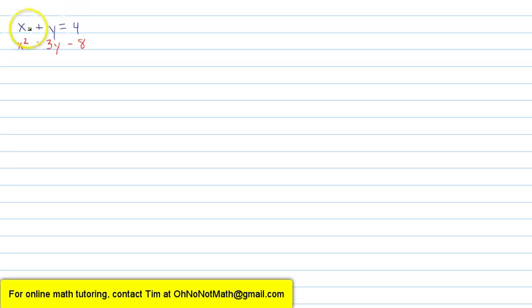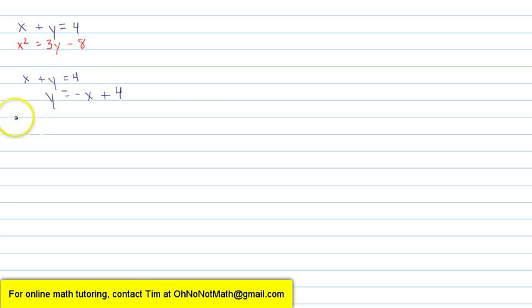So the first thing I want to do is solve this first equation for y. So I have x plus y equals 4. I want to subtract x from both sides. That will give me y equals negative x plus 4. Now I want to substitute negative x plus 4 into the y variable here.